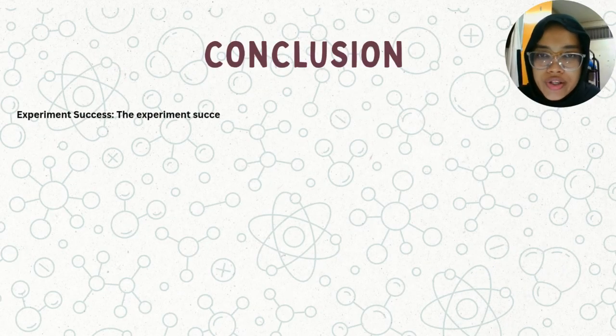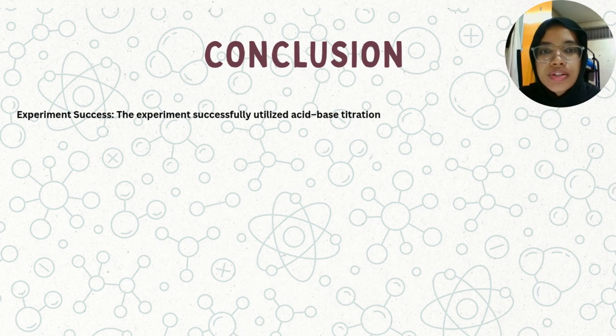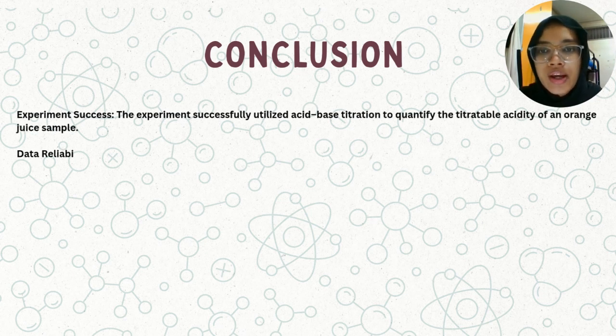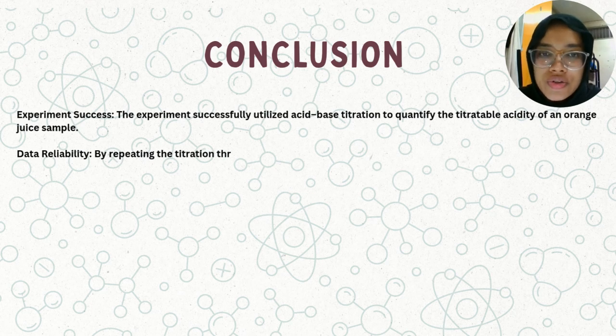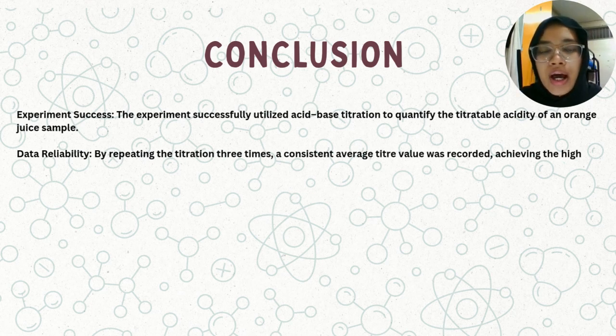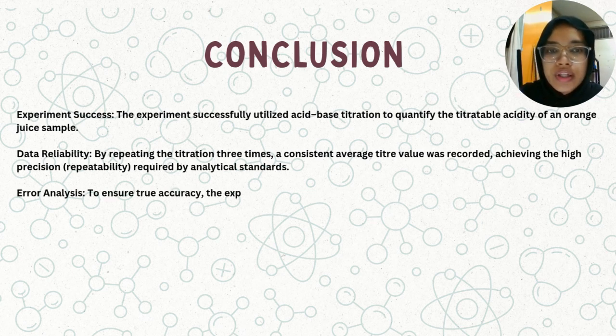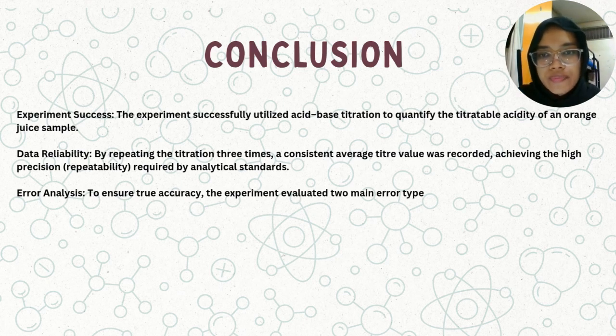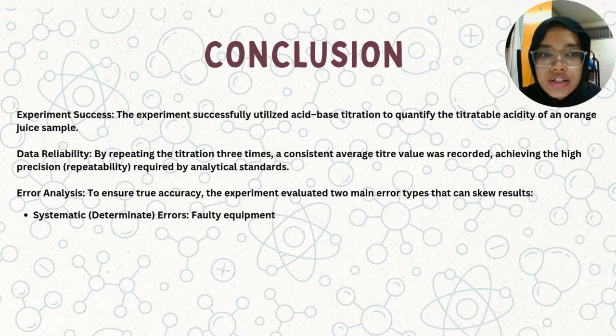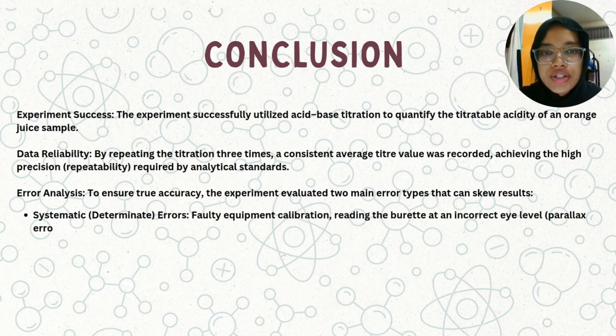For the conclusion, the experiment successfully utilized acid-base titration to quantify the titratable acidity of an orange juice sample. By repeating the titration 3 times, a consistent average titrant value was recorded, achieving the high precision required by analytical standards. To ensure true accuracy, the experiment evaluated 2 main error types that can skew results. First, systematic error: faulty equipment calibration, reading the burette at an incorrect eye level, or using degraded juice stripe can create a consistent bias.